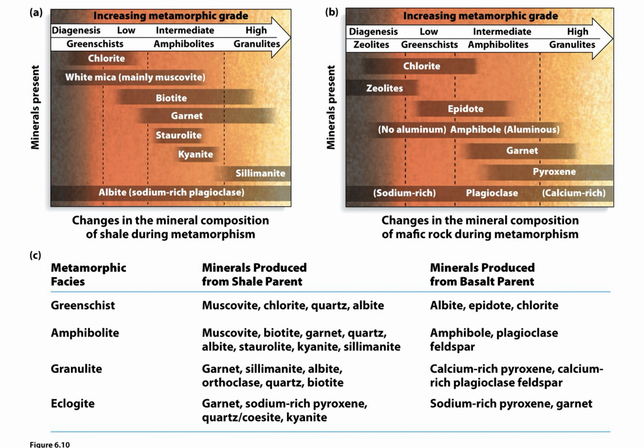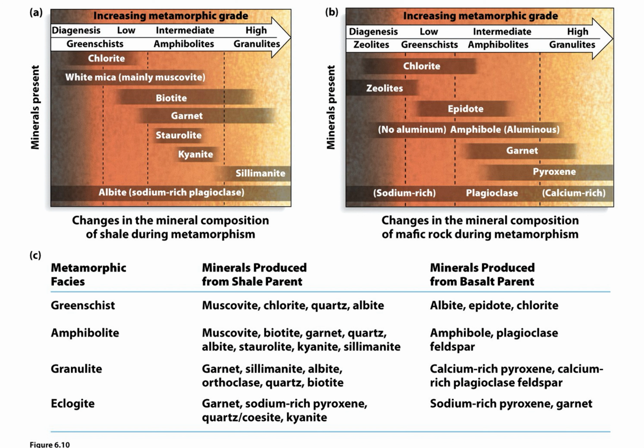So now comparing these two diagrams, we have on the left-hand side the changes in the mineral composition of the shales during metamorphism, and in diagram B we have the changes in the mineral composition of mafic rock during metamorphism. Then in table C we have the metamorphic facies: the greenschist, the amphibolite, the granulite, and the eclogite. Then we have the minerals produced from shale as the parent, and the minerals produced from basalt as the parent.